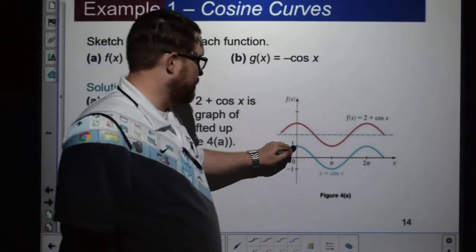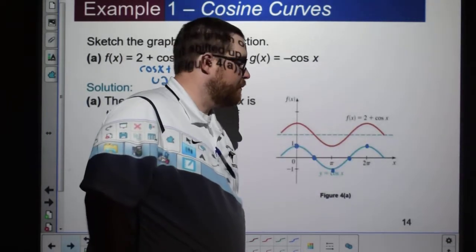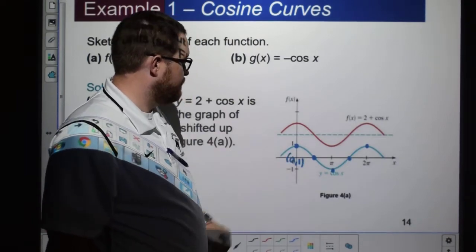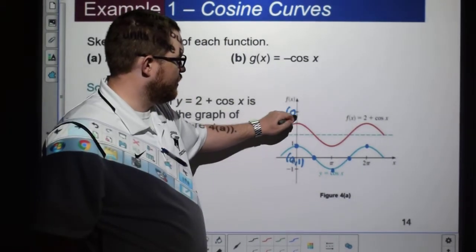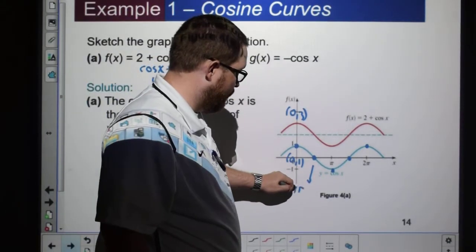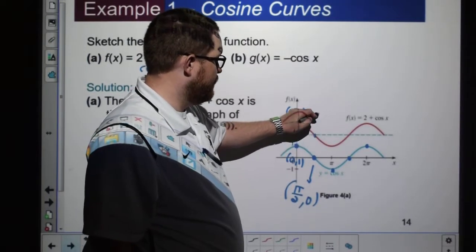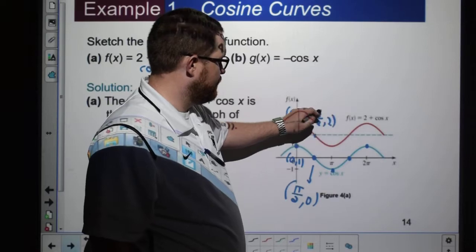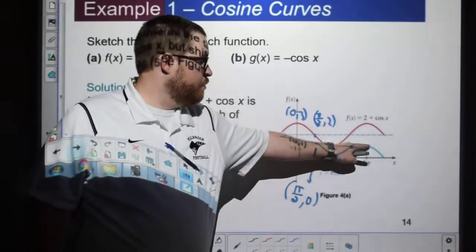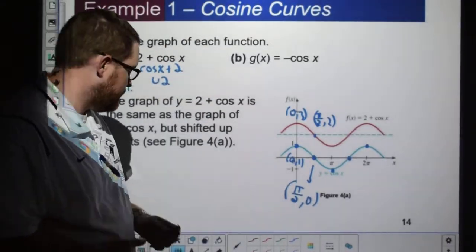So I'm going to take every point here that's important on the cosine graph, and I'm going to move it up 2. So for example, this used to be (0, 1). If I add 2 to it, it's now (0, 3). This was the point (pi over 2, 0). Now it's (pi over 2, 2). And so on. So all I'm going to do is make a list of the important points, and add 2 to the y value to make it go up 2.